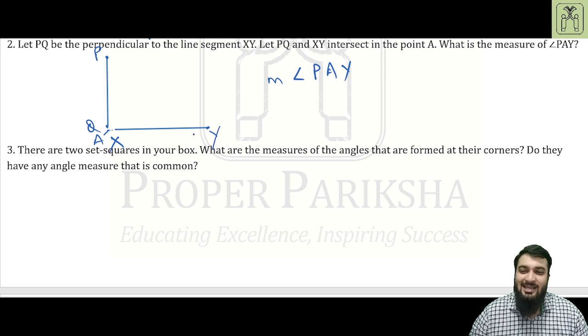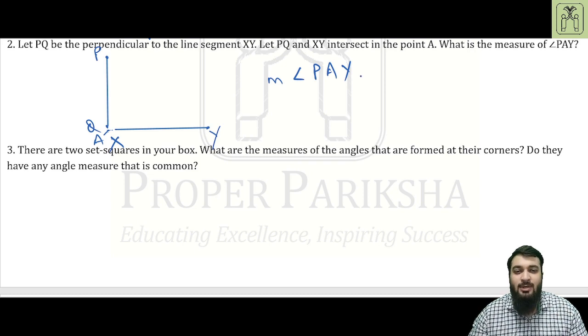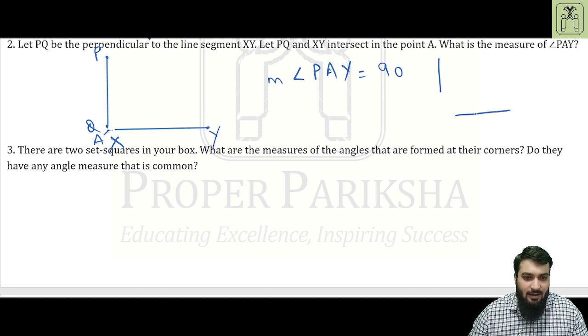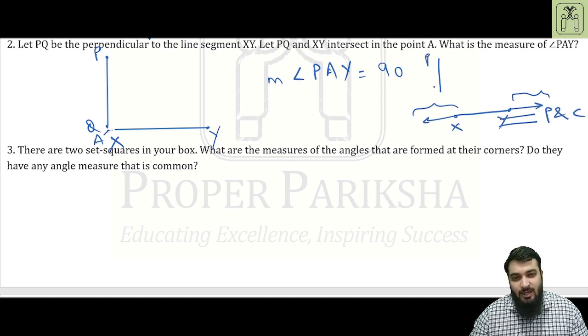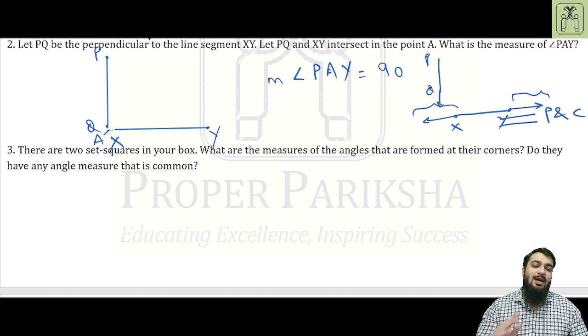Obviously, since PQ and XY are perpendicular to each other, if they are extended, the extension will also be parallel and coinciding with the corresponding lines, and therefore it will also be a 90-degree angle. That is, this line and this line, if extended, this part and this part will be parallel and coinciding to the line segment XY. Similarly, for PQ, the extension will be parallel and coinciding.